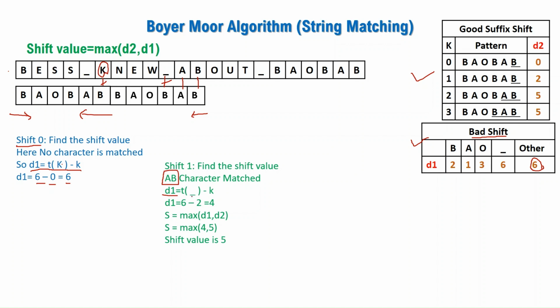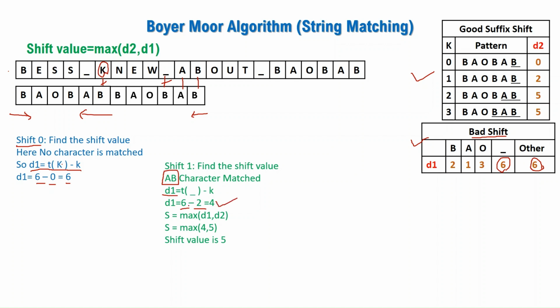What is the shift table value of underscore? The underscore shift table value here is 6. You just consider 6 here. How many characters matched here? Two characters matched. You just write down this value. 6 minus 2 is equal to 4.